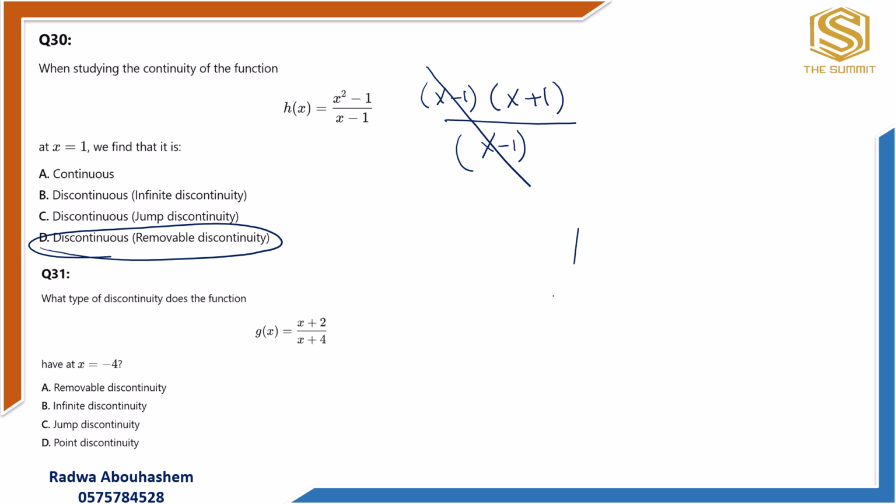Now, question 31, which type of discontinuity does the function have? Okay, I cannot cancel any factor, and there is no piecewise function here to give a jump discontinuity, but I have a vertical asymptote in a rational function I cannot cancel, so this means it's infinite discontinuity.